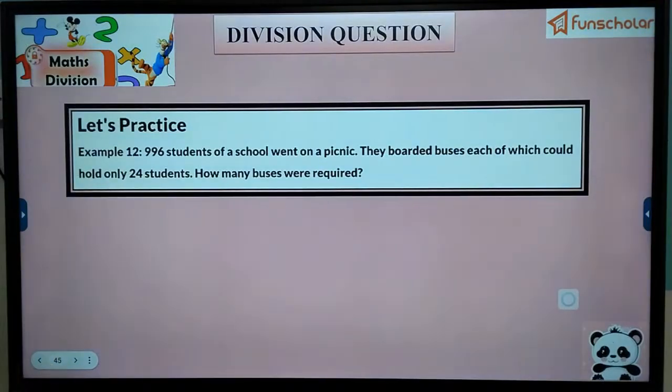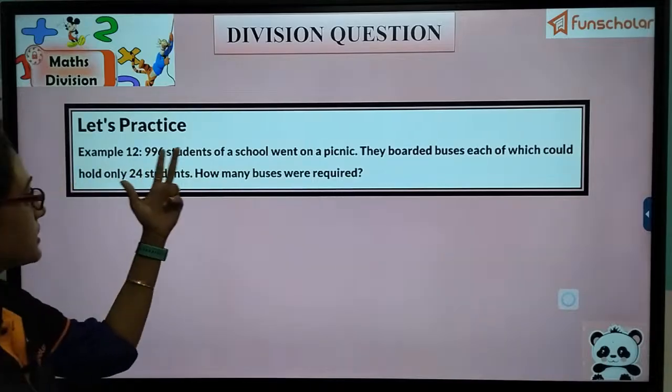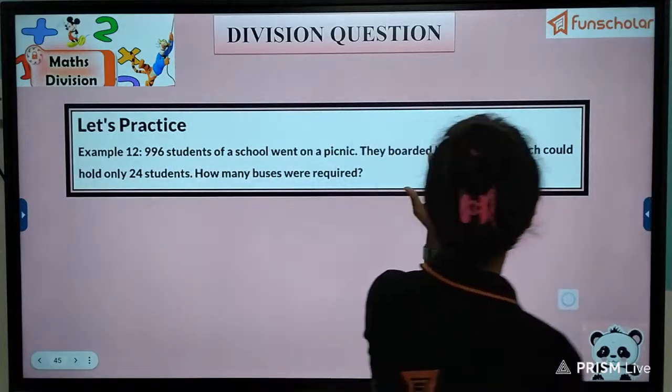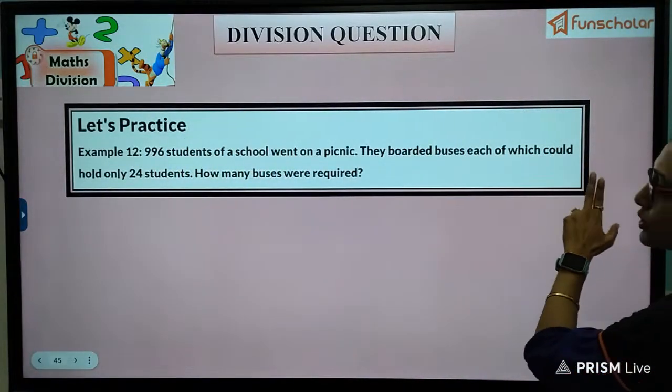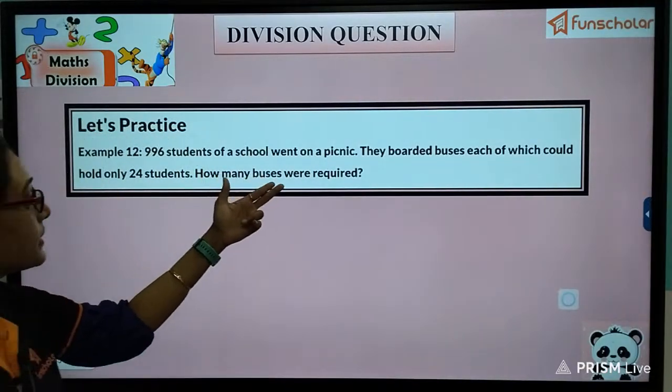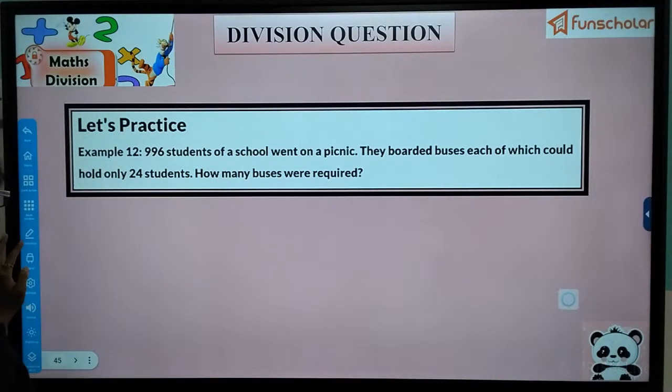Now we have known how division works. So now we will go to problems of division. So please read the question. 996 students of a school went on a picnic. They boarded buses, each of which could hold only 24 students. So how many buses were required?